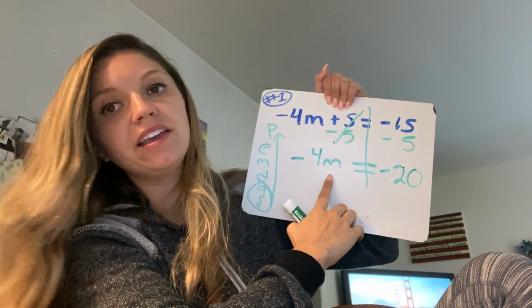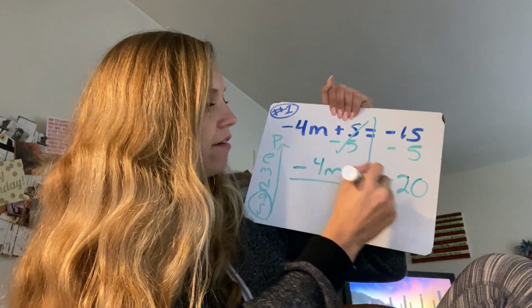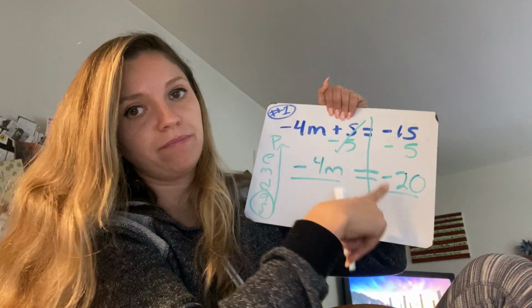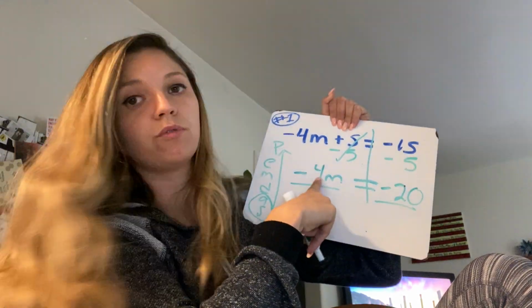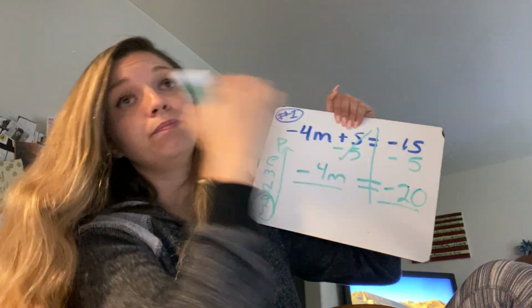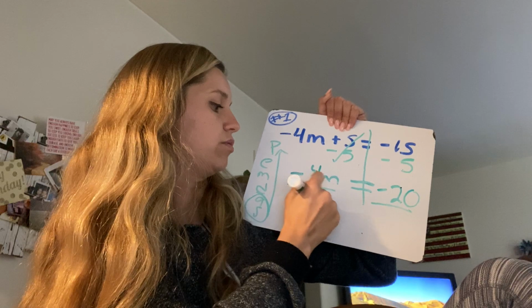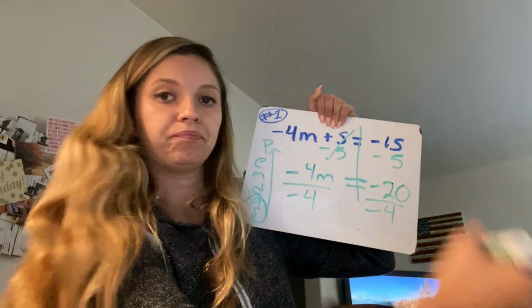We want to isolate m. Remember quarantine, we got to be isolated. So we have to get rid of that negative 4 by dividing both sides, because the inverse of negative 4 times m is of course dividing, because the inverse of multiplication is division. So we're dividing both sides by negative 4.